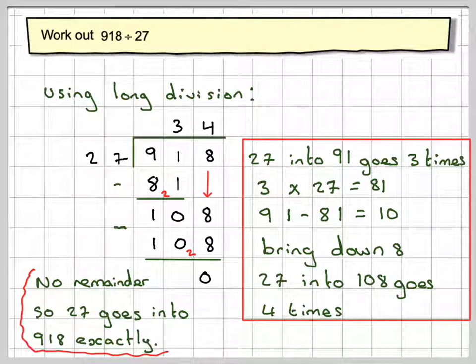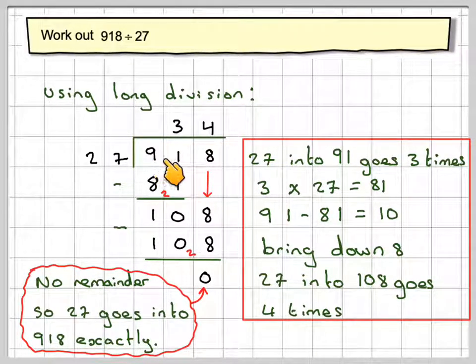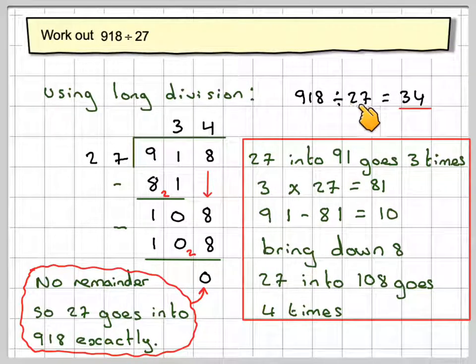Now because the remainder is 0, 27 goes into 918 exactly. So the answer is 918 divided by 27 is equal to 34. So this has been a video to show you how to do 918 divided by 27 by long division.